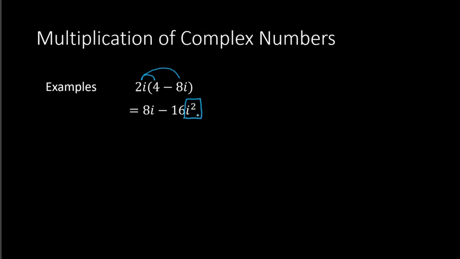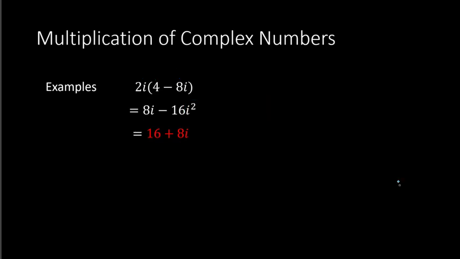So because that's negative 1, what we have is 8i minus 16 times negative 1. Negative 16 times negative 1 is positive 16. So we have 8i plus 16. And then make sure we write this in standard form, where we write the real part first and the imaginary part second. And that gives us our answer of 16 plus 8i.